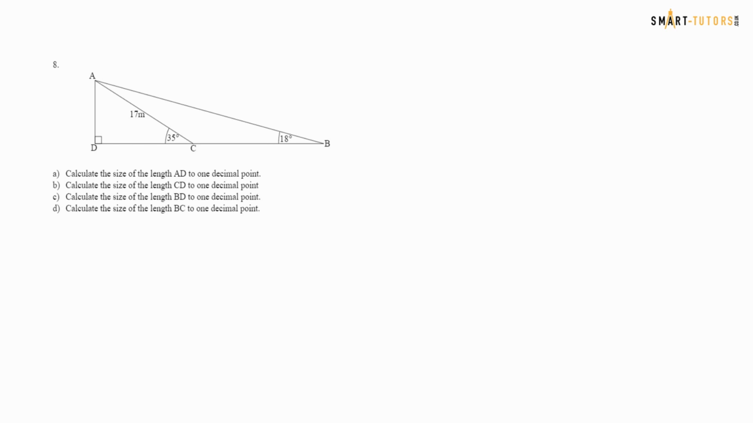Question number 8. ABC is a right angle triangle, 2 angles marked and 17 meter is this AC side. First question, A part, calculate the size of the length AD. So AD, if I mark this as X, 35, this is the opposite side. 90 degrees, this is going to be the hypotenuse side. O and H, let me write the formula we want to remember. So O and H, which is the sine.